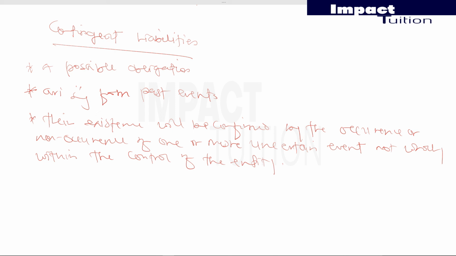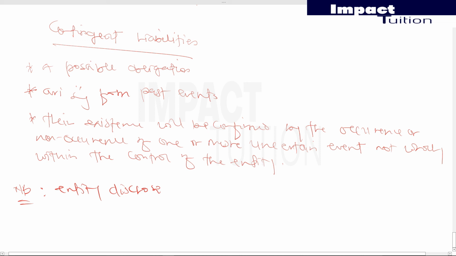Now, what must the entity do with contingent liabilities? The entity will just disclose the contingent liability. So for contingent liability, you should know that the entity will just disclose it, but will not recognize anything in the books concerning the contingent liability.